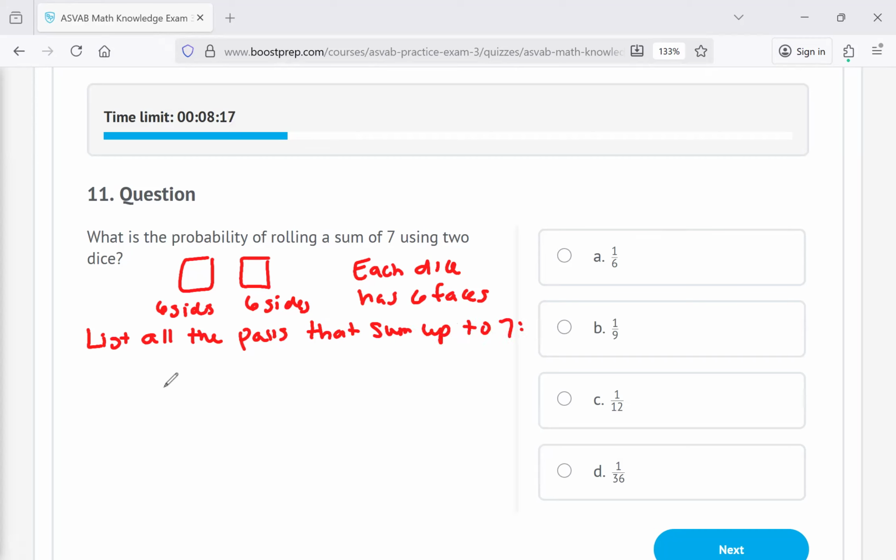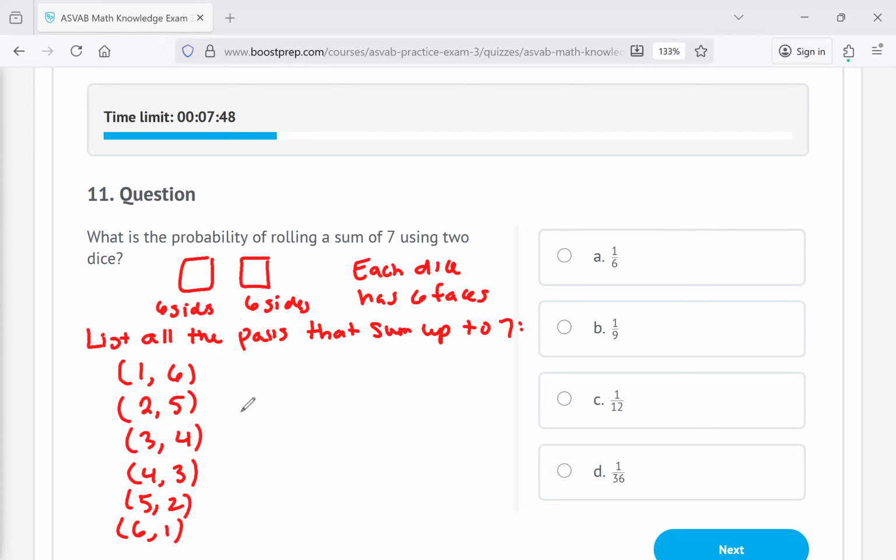One pair would be the first dice rolling a 1 and the other dice rolling a 6, because we can't go above 6. That gives you 7. Another pair could be 2 and 5, then 3 and 4, 4 and 3, 5 and 2, and 6 and 1. So what we have is 6 pairs that result in the sum of 7.